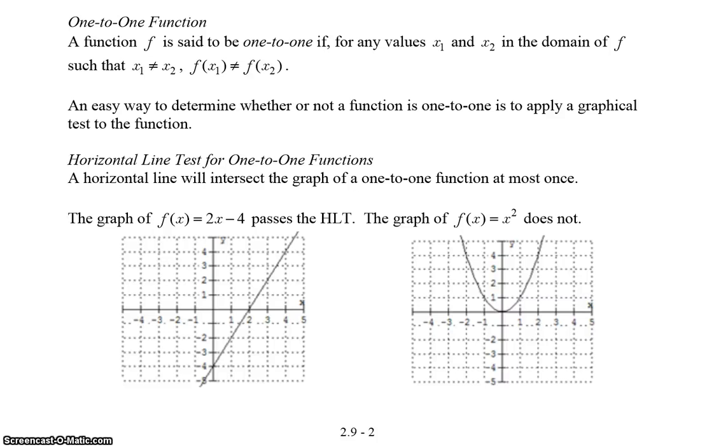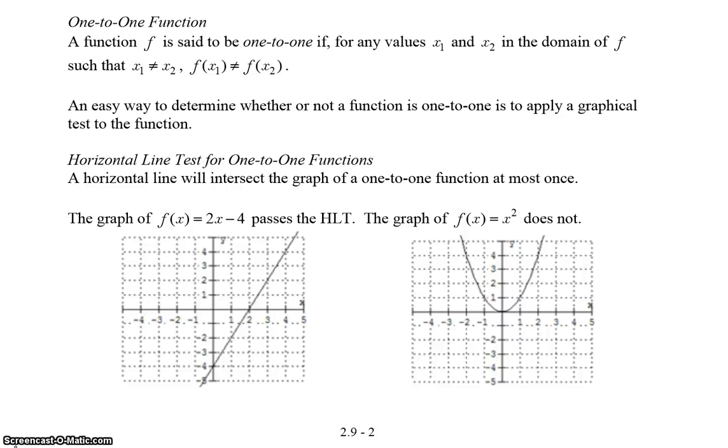It turns out that if we can graph a function, it's very easy to determine whether or not it is one-to-one. So there's a graphical test for one-to-one functions. And you may recall from the very first section we covered, section 2.4, we mentioned the vertical line test for functions. The vertical line test is used to determine whether the graph is that of a function or not. For one-to-one functions, we have a similar test called the horizontal line test. The horizontal line test for one-to-one functions says that a horizontal line will intersect the graph of a one-to-one function at most once.